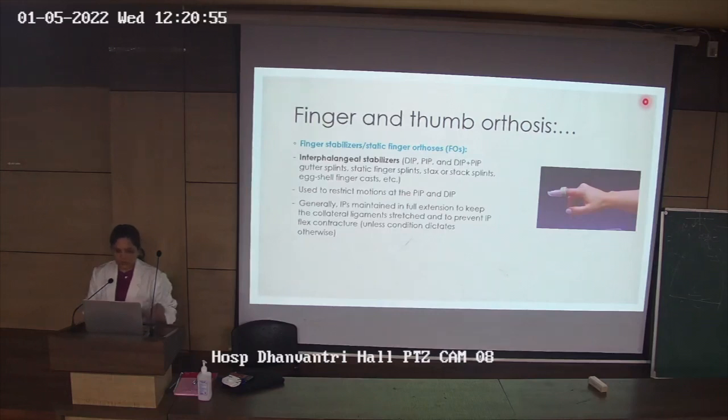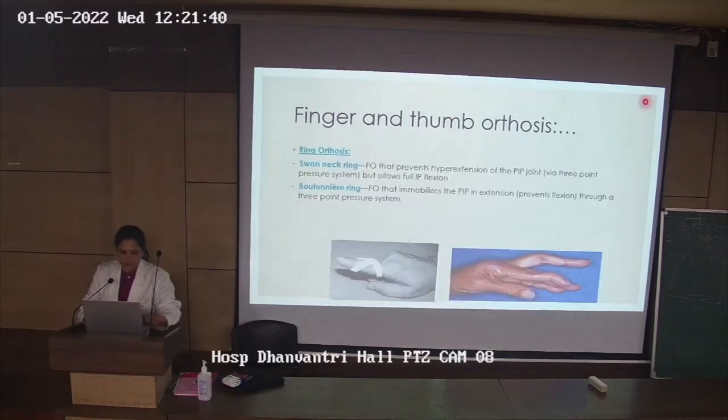It is used to stabilize the interphalangeal joints. These are the distal interphalangeal joint, the proximal interphalangeal joint, or both joints in a single splint, which is known as a gutter splint, or static finger splint, stack splint or axial finger splint. It is used to restrict the motion of the PIP or the DIP joint. As you can see, this picture shows a splint restricting both the proximal and distal interphalangeal joints. Generally, the interphalangeal joints are maintained in full extension to keep the collateral ligaments stretched and to prevent interphalangeal flexion contracture unless the condition dictates otherwise.